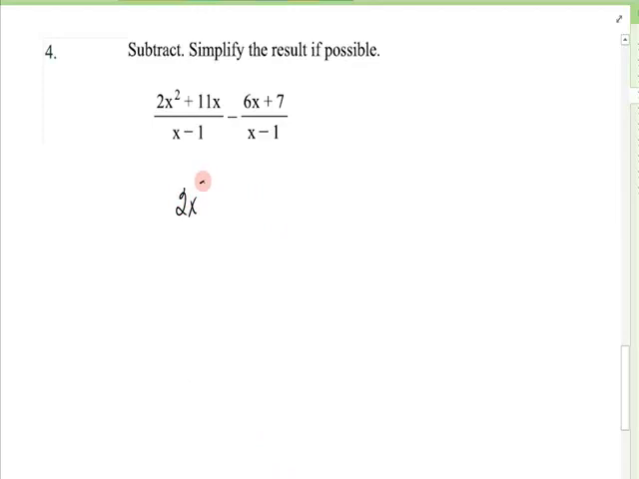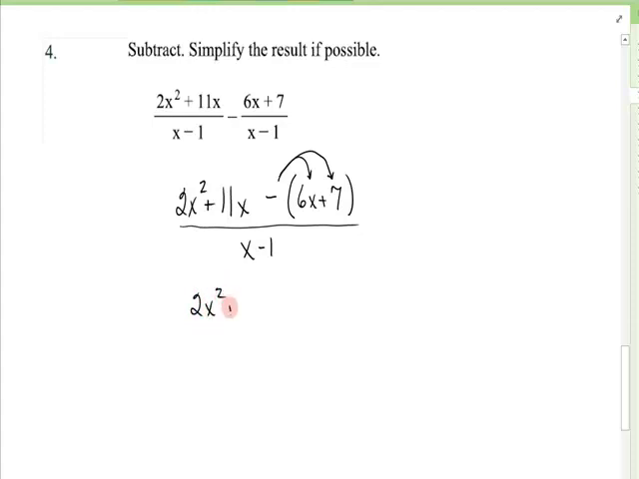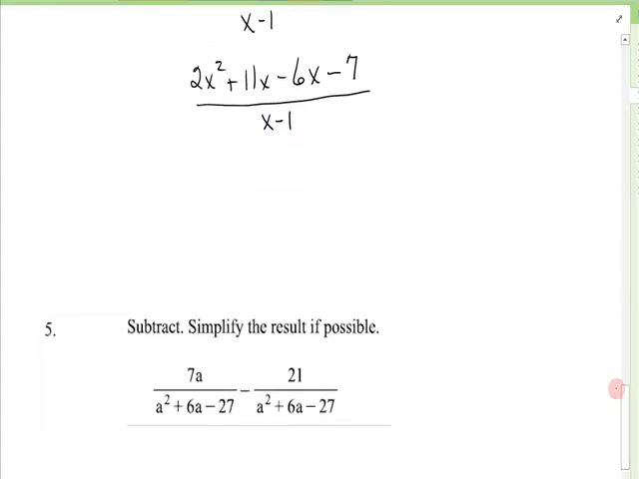We have 2x squared plus 11x minus. Now this is where you have to be super careful. Because the second fraction has two terms, you're going to need to put them in parentheses preceded by the negative sign. Now you're going to distribute that, and that is a very common mistake for people to forget to do. So I have 2x squared plus 11x minus 6x minus 7 over x minus 1. So I've used the distributive property.